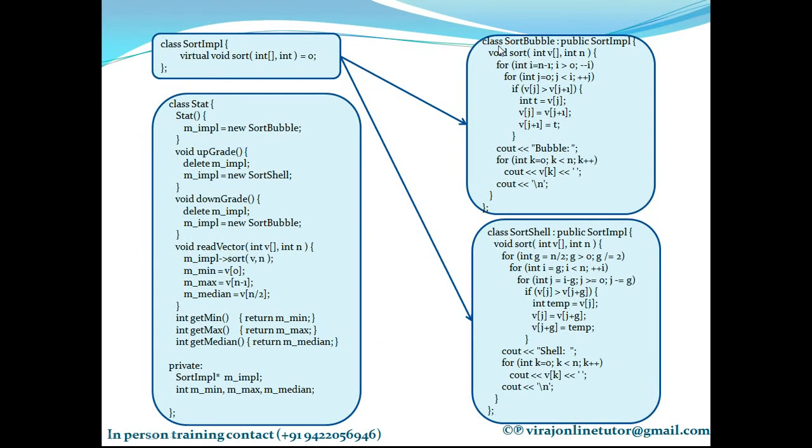So can you all answer? Bubble sorting and shell sorting class represent which component of the strategy design pattern? Bubble sorting class and shell sorting class belong to the concrete strategy component because it's a concrete implementation of the algorithm. Bubble sorting class is actually implementing the bubble sort algorithm. Shell sorting class is actually implementing the shell sorting algorithm. That's why those are concrete strategy classes.